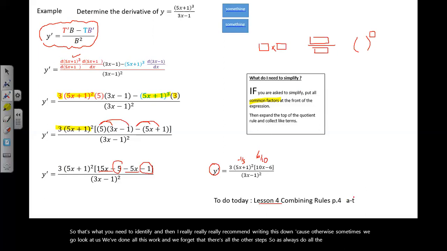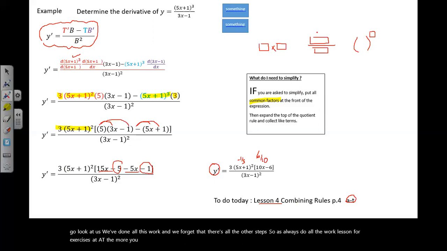Lesson 4, exercises A to T. The more you do, the better off you're going to be. All right, off you go.